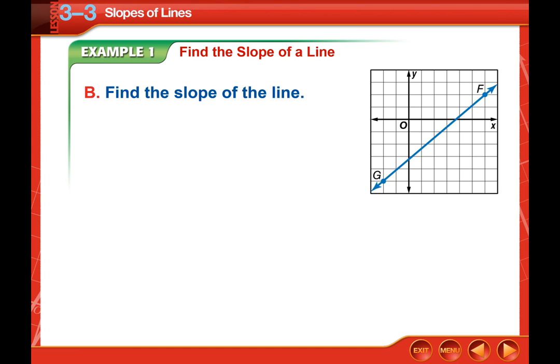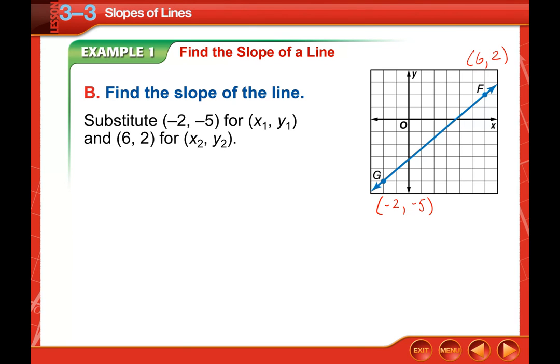Find the slope of this line. Okay, we're still using the same equation. For our point G, which is point 1, I see that we have coordinates of -2 and -5. And our point 2 here at F is at +6 and +2. Okay, substitute those numbers into the slope formula.